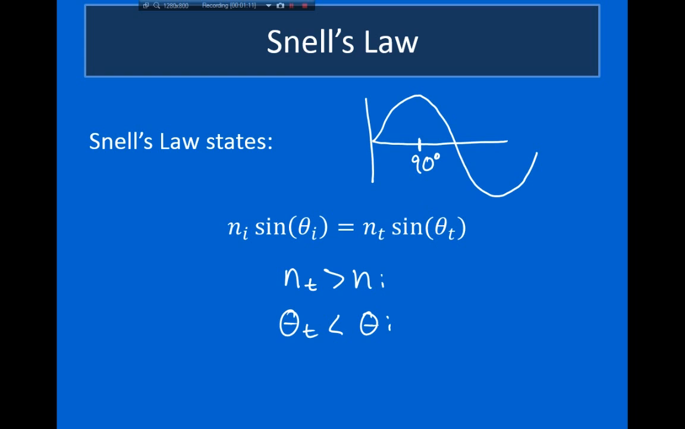So what this means is that whenever you move into a material with a higher index of refraction, the beam is going to bend inwards towards the perpendicular, so that the transmitted angle, the angle between the perpendicular and the direction the beam is traveling, will be smaller.